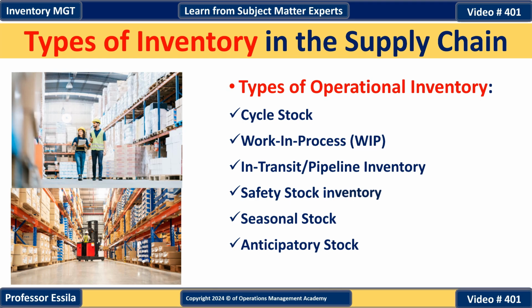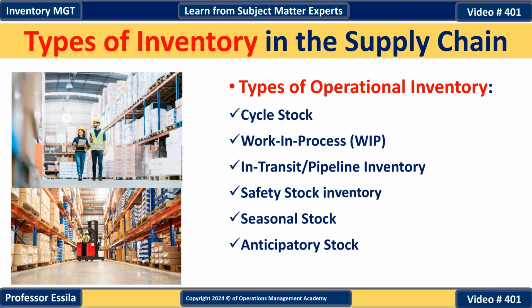And then the safety stock is extra inventory kept to prevent stockout due to demand fluctuation or supply delays. An example is extra units of a popular smartphone model kept in a warehouse to avoid shortages during peak sales. Seasonal stock is inventory accumulated to meet expected seasonal demand variations. Winter coats stocked in advance for the winter season are examples.